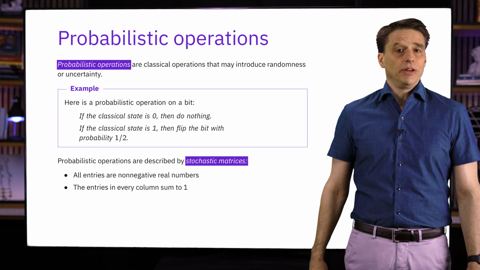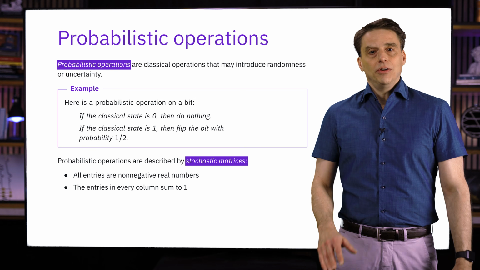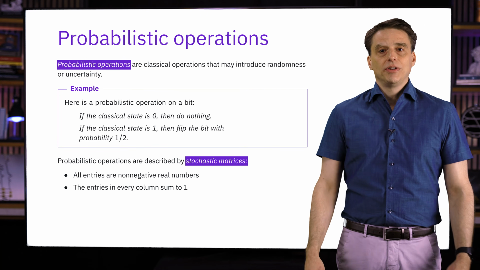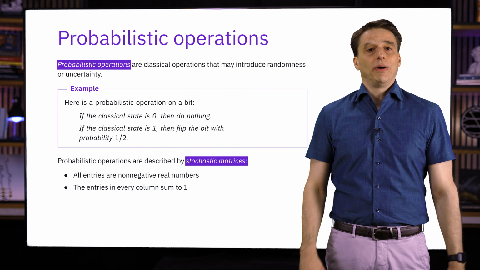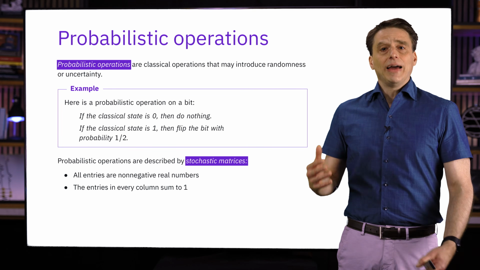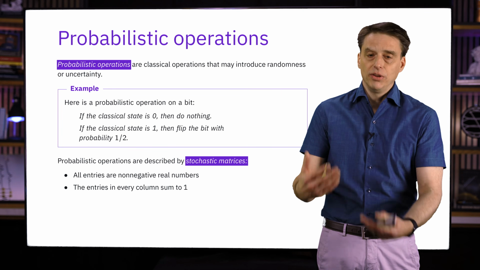That makes sense when you think about the action of a matrix on a standard basis vector. You consider whatever classical state you wish, and you imagine dropping that state into the top of the matrix in whatever column corresponds to that classical state, and that column tells you what the probabilistic state is that comes out as a probability vector.